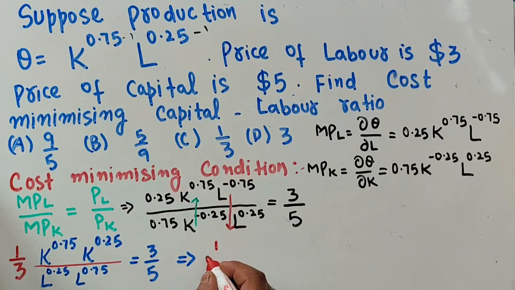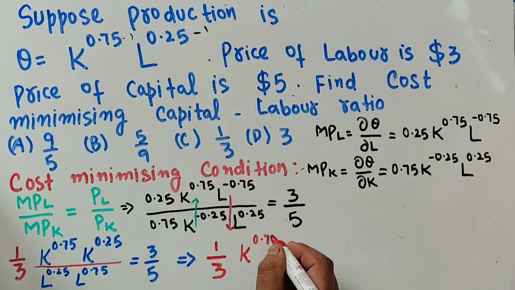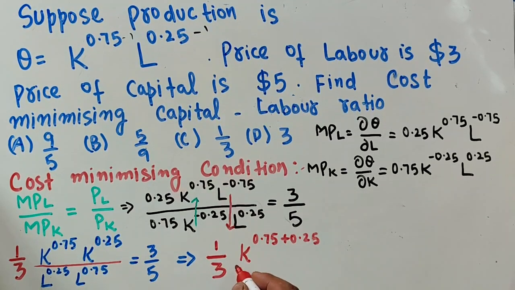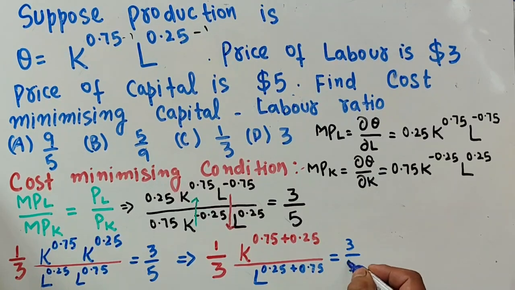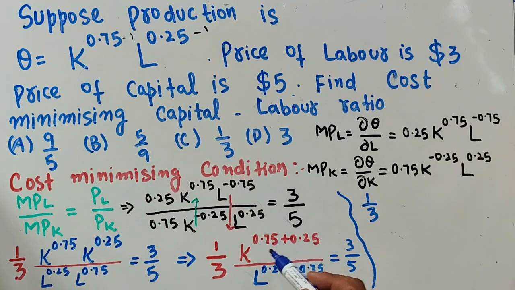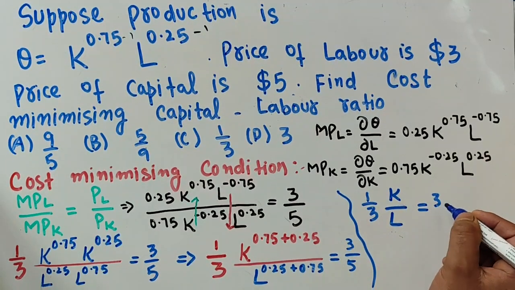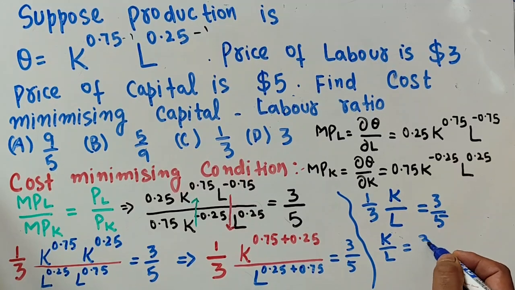So we have 1 upon 3. Now here the bases are the same, so we can add up the exponents. We get K raised to the power 0.75 plus 0.25. Similarly here, the bases are the same, so we add the exponents: 0.25 plus 0.75. It should be equal to 3 upon 5. So 0.75 and 0.25 sum up to 1, and we get K raised to the power 1, which is K. Here also the exponent is 1, so we get L. So K upon L is equal to 3 upon 5.